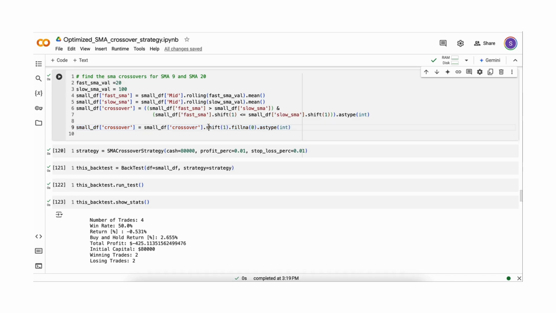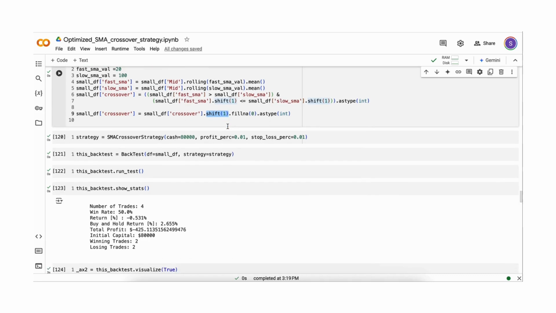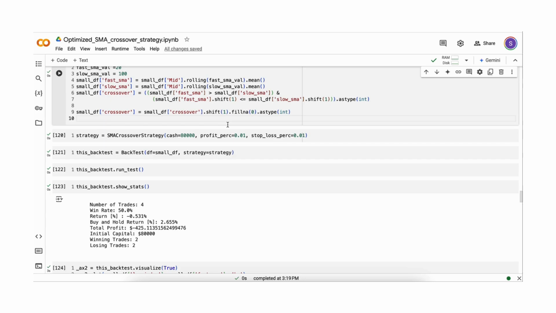which is why we shift the values by 1, so that we only take into account information from the previous candle. At this point, I should mention that I have separately made videos about the simple moving average crossover strategy itself, which I will link in the video and the description below. I also have a video about optimization procedures of trading strategies, which I will link in the description below and the video here. These videos will help you understand the code even better.